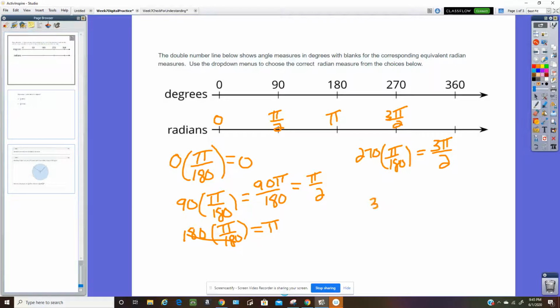And then finally 360. You could just think it's twice 180, or 2 pi, or if I multiply by pi over 180, and then 180 divides both of these numbers, so I get 2 pi over 1, which is just 2 pi. So that's it for the number line.